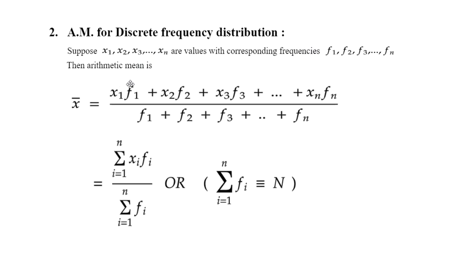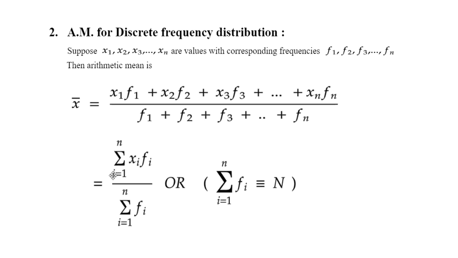Now the second type is arithmetic mean for discrete frequency distribution. Suppose x1, x2, x3 up to xn are the values with corresponding frequencies f1, f2, f3 up to fn, then arithmetic mean x bar is equal to x1 f1 plus x2 f2 plus x3 f3 up to xn fn divided by the total number of observations, that is all frequencies, f1 plus f2 plus f3 up to fn.